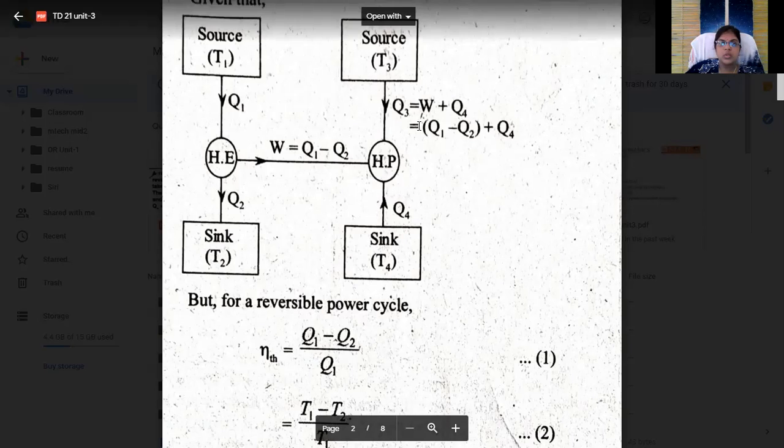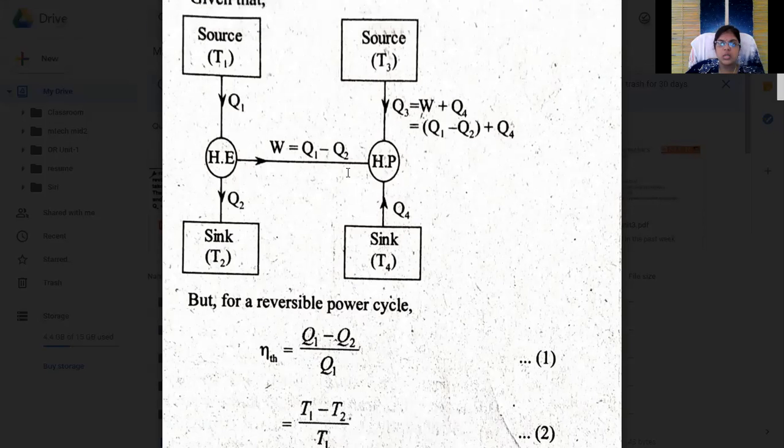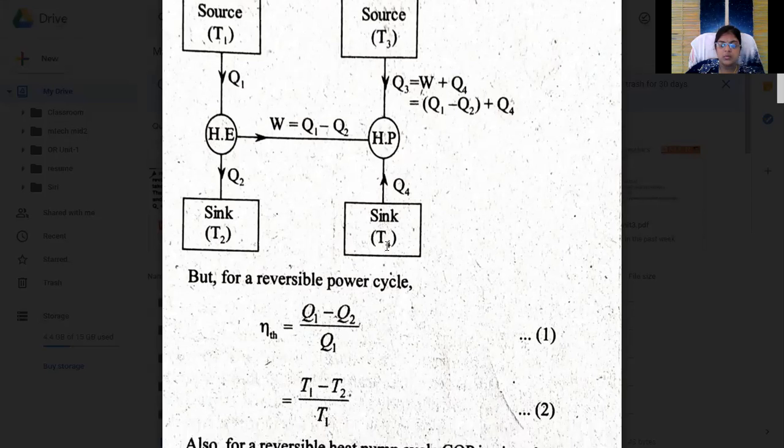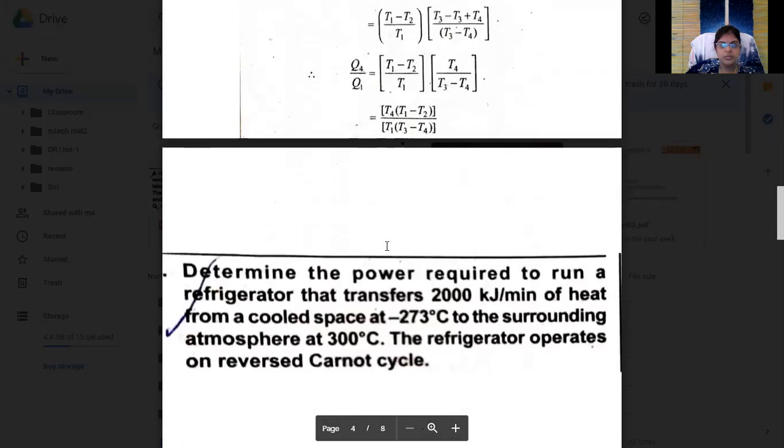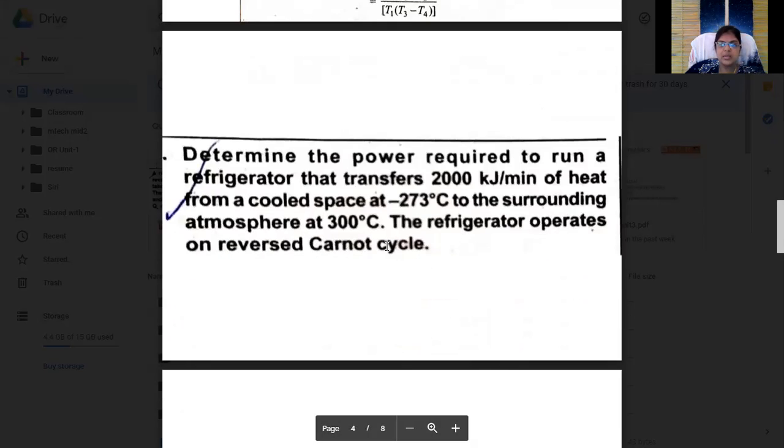Here Q3 is equal to W plus Q4, and this W is Q1 minus Q2, and separately the heat pump work done is Q3 minus Q4. So this is our entire diagram. We will take this diagram and solve it, and finally we got Q4 by Q1.